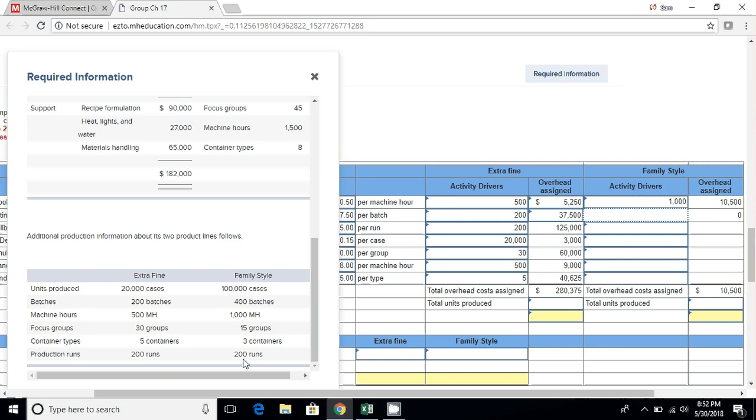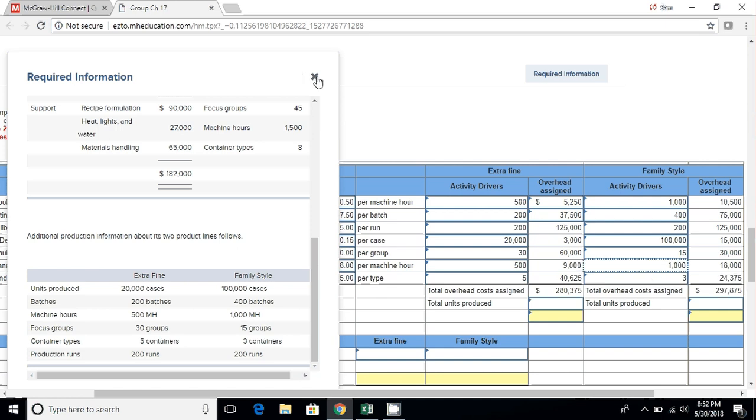The number of batches looks like it was 400. The number of runs is still going to be 200. The number of cases was 100,000. The number of groups you'll see were 15. The number of machine hours, again, 1,000. And then the number of container types was 3.